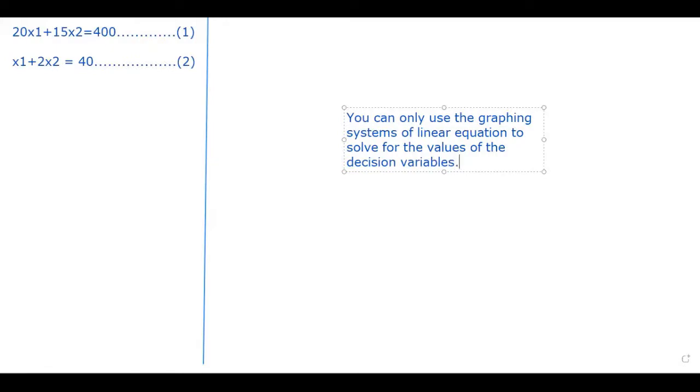So you can only use the graphing system of linear equations to solve the decision variables if there are only 2 decision variables. So this one, there are 2. We have x1 and s2, so we can go ahead and use the graphing system to solve for the values of x1 and s2.